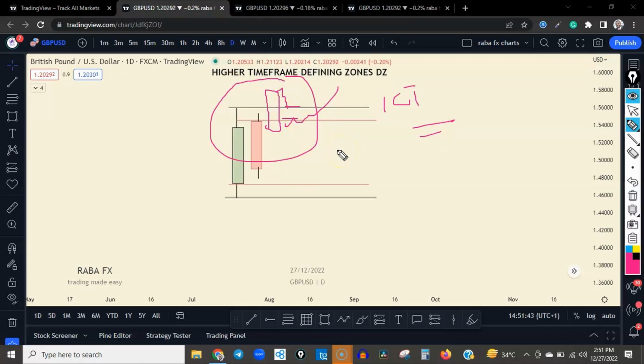You can literally use any entry model: supply and demand, support and resistance, trend line, whatever entry model you want to use, as long as you are in the right direction. This will give you a better trade setup. You will know exactly what to look for and not be guessing.